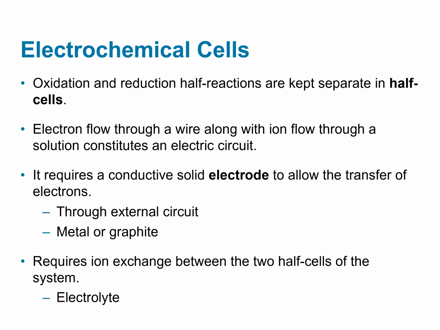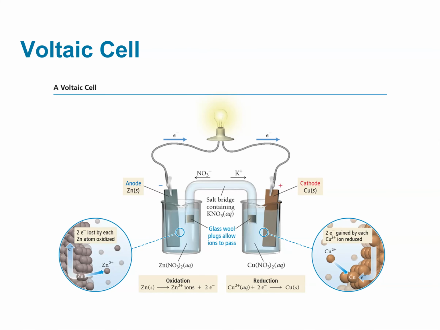This process is going to require a conductive solid electrode, which allows for the transfer of electrons, and this is typically graphite or metal. And it also requires ion exchange between the two half cells, which requires an electrolytic solution. So this is what it looks like. We have our 2 electrolytic half cells. On one side we've got our oxidation cell with zinc being oxidized, and on the other side we have our copper cell, which is being reduced with its half reactions.